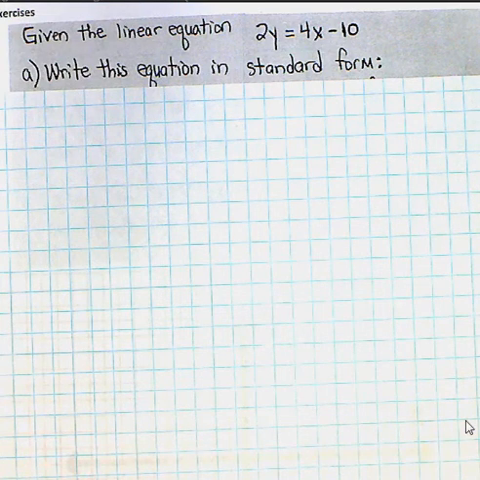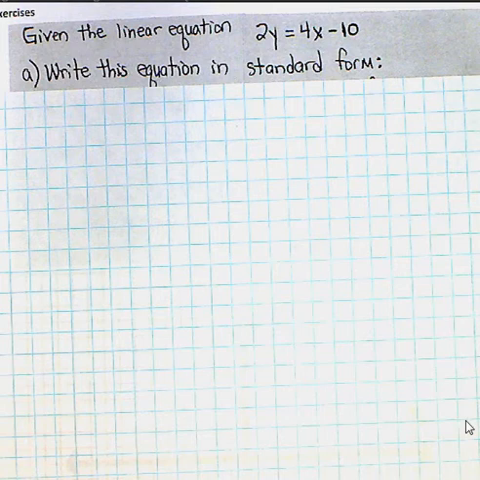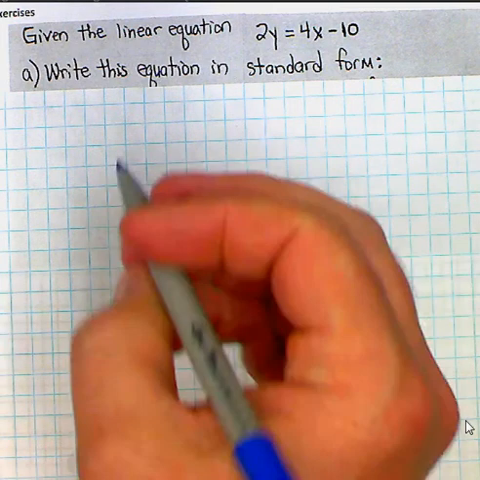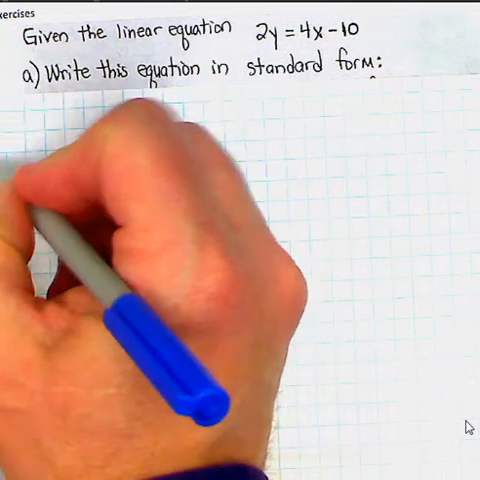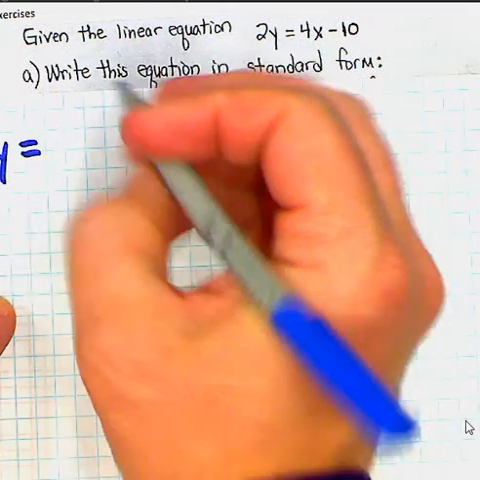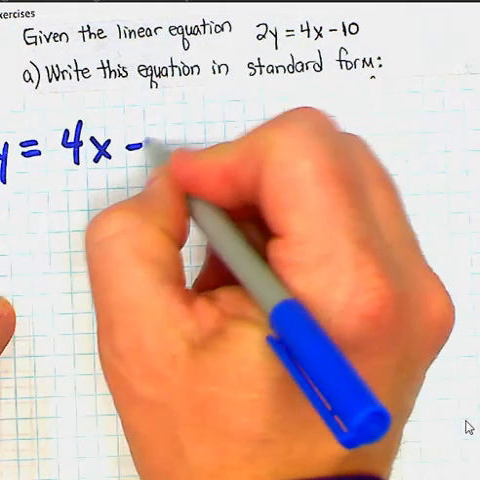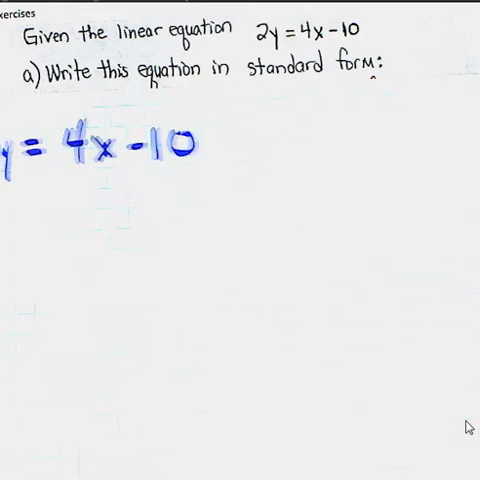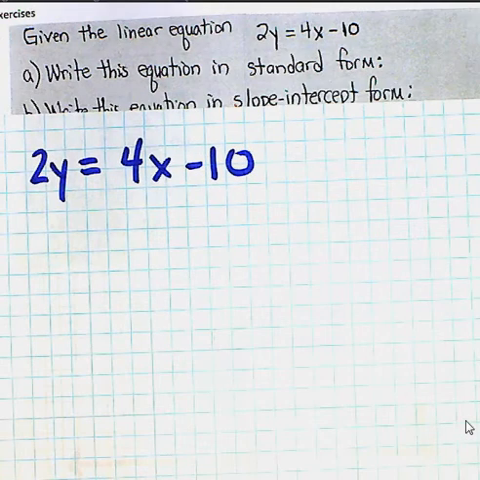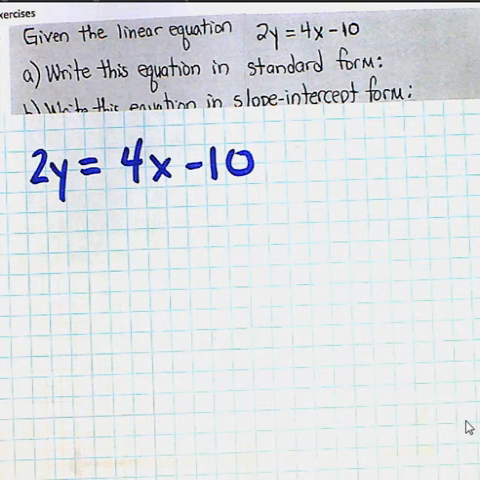All right, so here we go. I'm asking you to take an equation and write it in standard form. So let's start with the equation. The equation I give you is 2y is equal to 4x minus 10. So there's my equation. The first thing we're supposed to know is what is standard form.